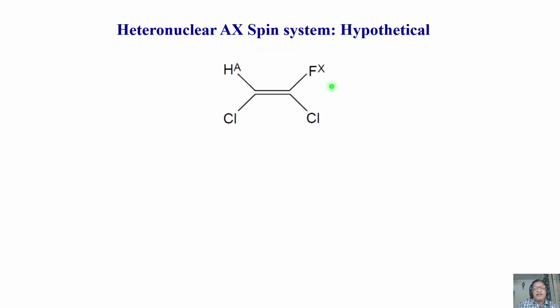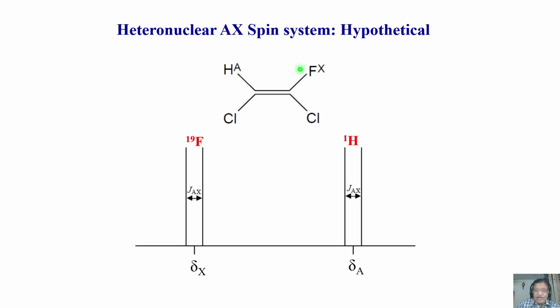What happens here? A is proton, X is fluorine. It has to be heteronuclear. Remember, I have been telling you, the heteronuclear case is always weakly coupled because this chemical shift and this chemical shift are megahertz away. The resonating frequency for proton is 500 megahertz. If it is 500, fluorine comes at 470, so about 30 megahertz away, and this coupling is very small. So heteronuclear has to be weakly coupled.